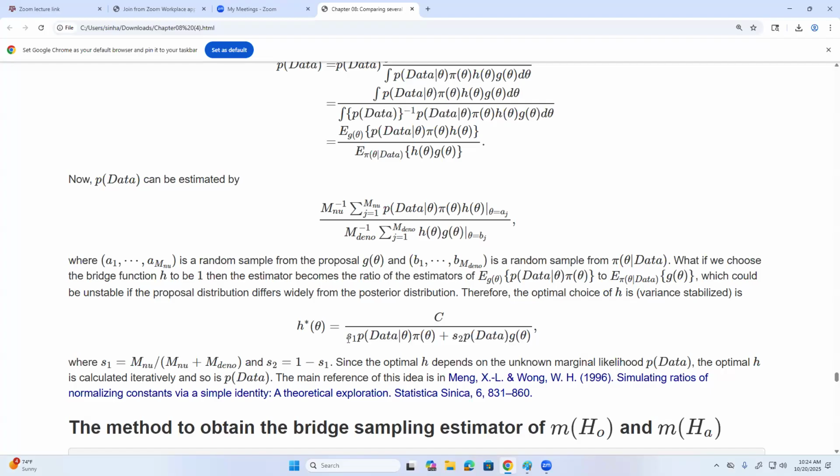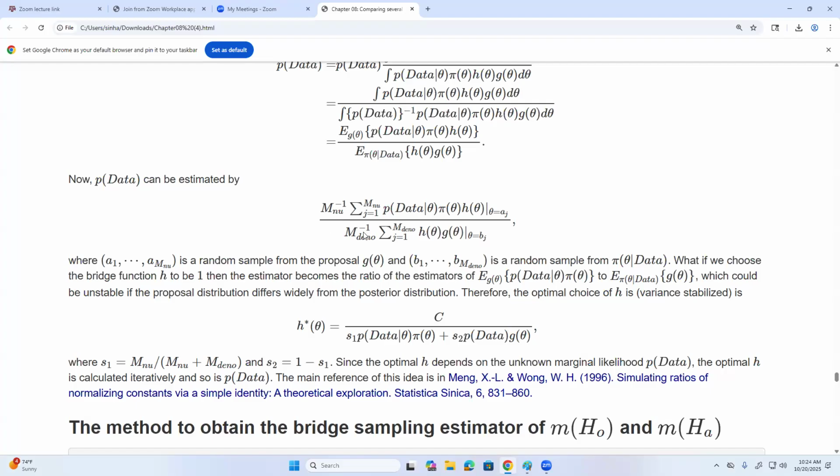And this has the structure S1 times P(data given theta). P(data given theta) is our likelihood part. Pi(theta) is the prior part. S2 is another constant, P(data) is the marginal likelihood, times G(theta). G(theta) is the proposal distribution. Now, what are the choices of S1 and S2? The optimal choice for S1 is this guy, M nu over M nu plus M d nu.